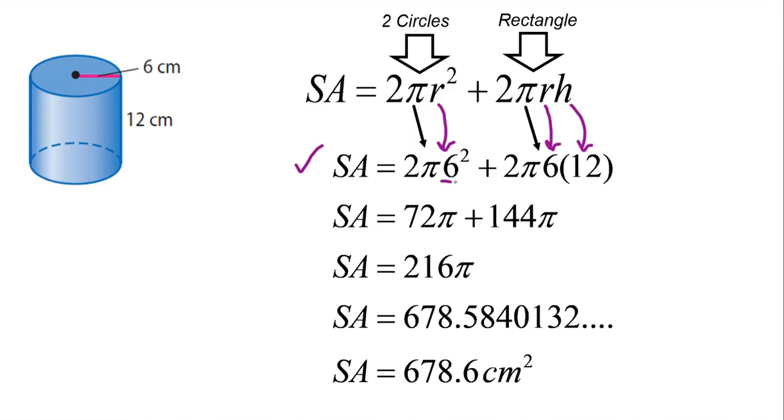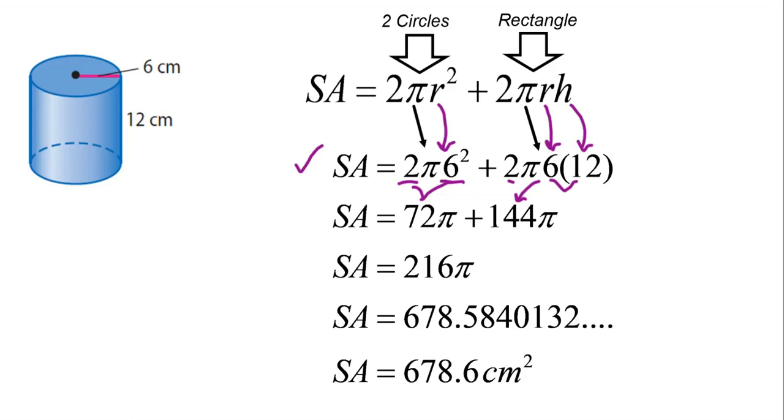But what I did do is I took 6 squared times 2. So the 6 squared is 36. 6 times 6 is 36. Times 2 gives me the 72. So I'm just going to do 72 times pi and just write that down for now. Same thing over here. I did 6 times 12 times 2 and got the 144 times pi. So now I don't have these big long decimals to deal with in this step.